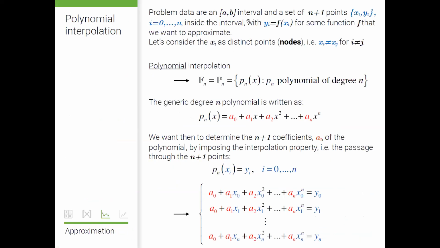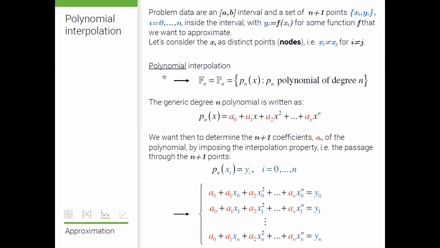And now the problem data are an interval [a, b] and a set of n plus 1 points xi, yi inside the interval, with the equation yi equals f of xi for some function f that we want to approximate. Let's consider the xi as distinct points. We will call them nodes. So it means xi is not equal to xj for all i not equal to j.